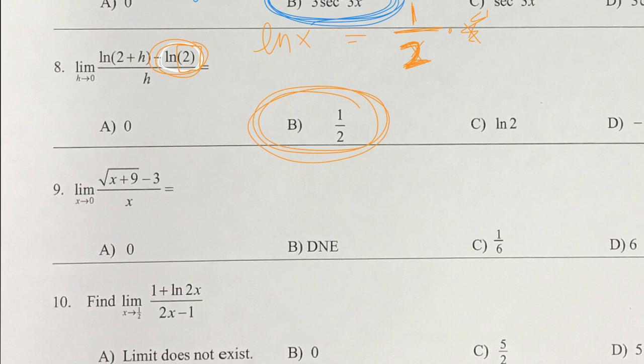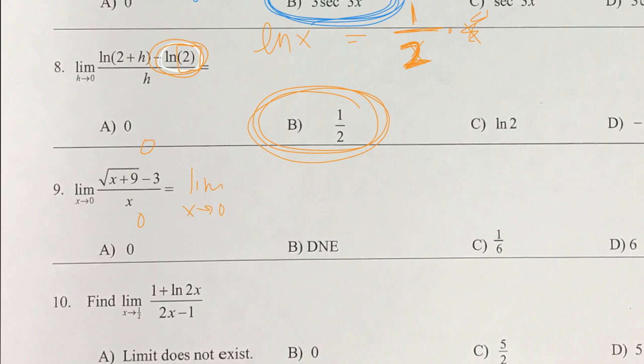We get 0 over 0. Okay, that is the indeterminate form, so we can apply L'Hopital's rule. We can apply L'Hopital's rule and take the derivative of the top and the bottom. Okay, so we're going to take the limit as x approaches 0.